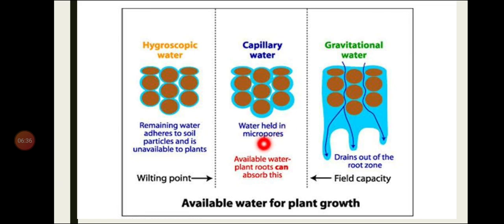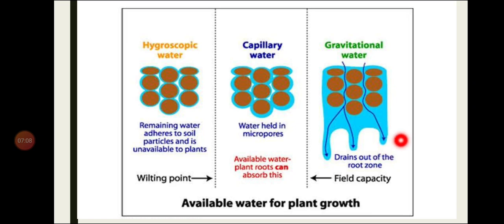So out of the 4 types of water that we have studied, only and only capillary water is available to plants for absorption. See here the diagram of gravitational water. You can see here the gravitational water that is present between the soil. The direction of water is going down. It is going downwards because of gravity. It just moves in the downward direction.